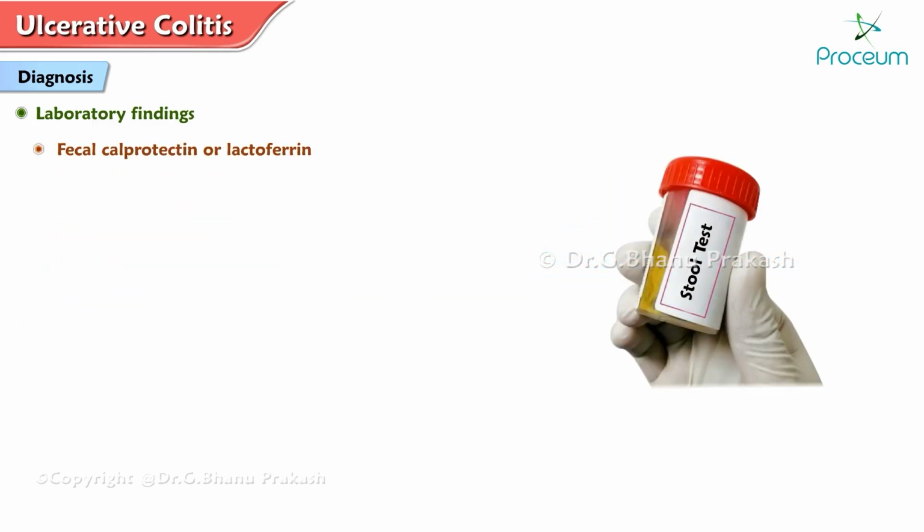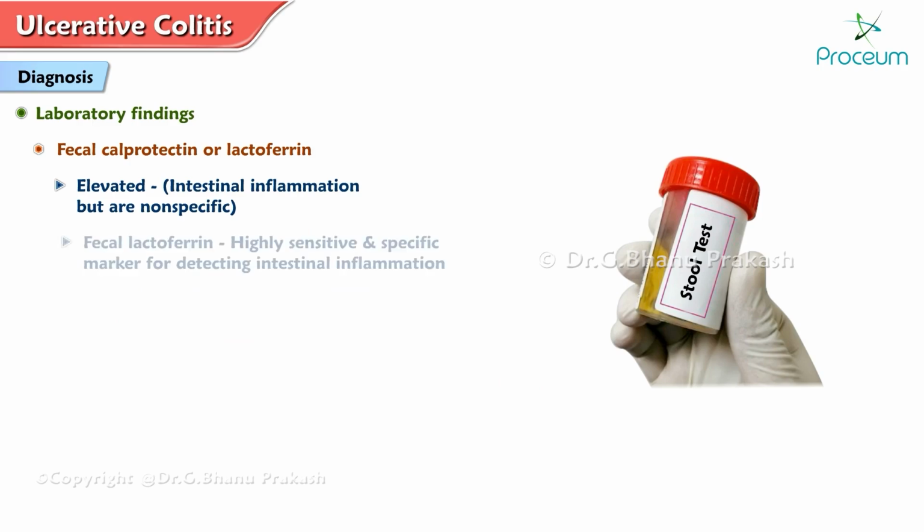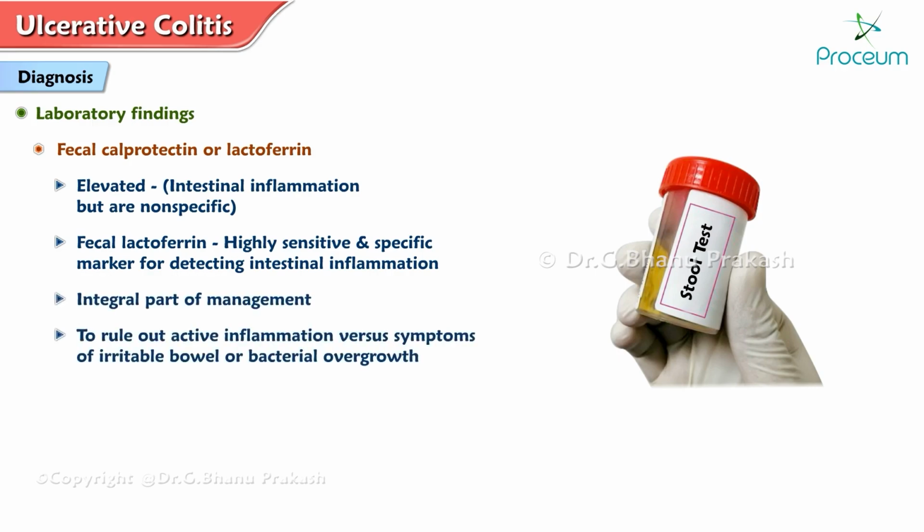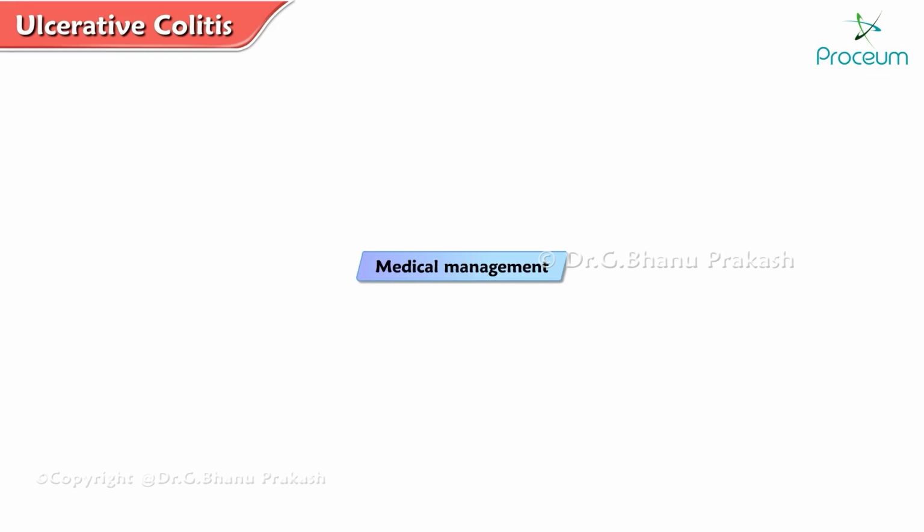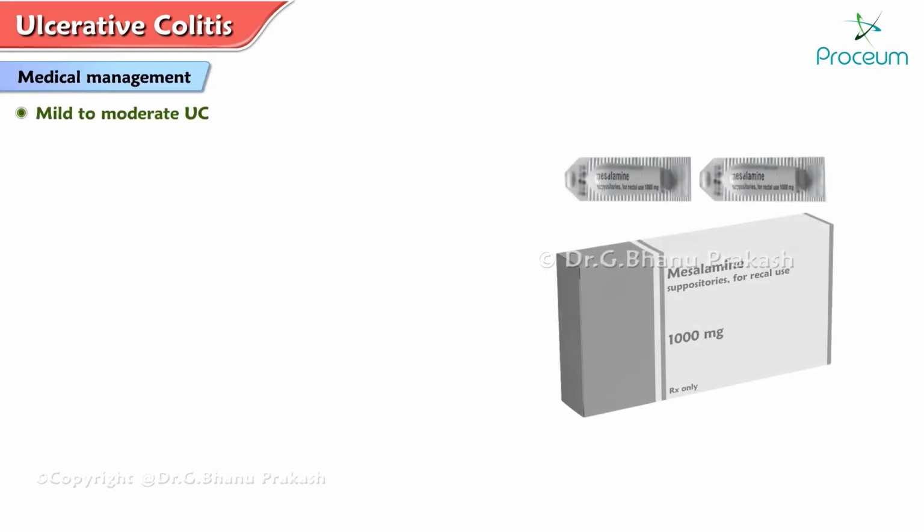Fecal calprotectin or lactoferrin may be elevated due to intestinal inflammation but are nonspecific. Fecal lactoferrin is a highly sensitive and specific marker for detecting intestinal inflammation. Both fecal lactoferrin and calprotectin are an integral part of management to rule out active inflammation versus symptoms of irritable bowel or bacterial overgrowth. Medical management of low-risk adult patients with mild to moderate ulcerative colitis.